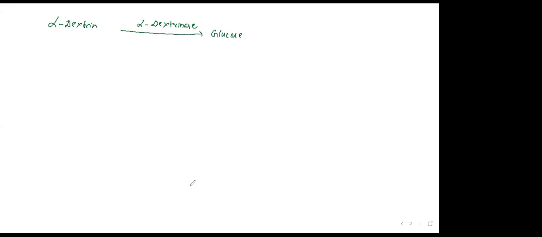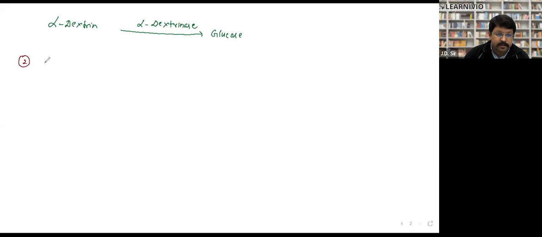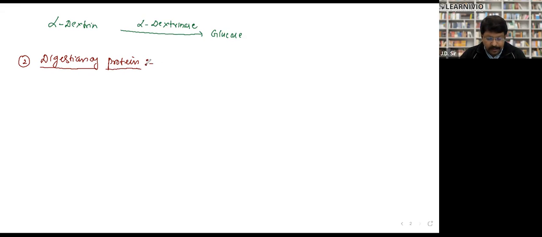Clear? So the next heading is digestion of protein. So the second part is digestion of protein. Our oral cavity does not have any role in the digestion of protein, right? So the digestion of protein starts from the stomach only. So first, at the stomach, what are the enzymes and what are the components into which protein has been broken down?